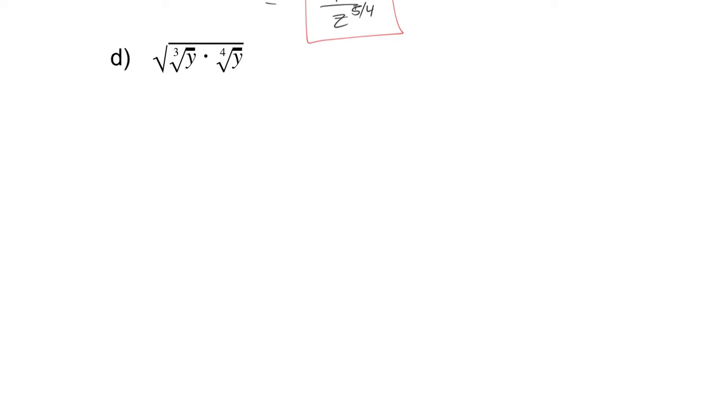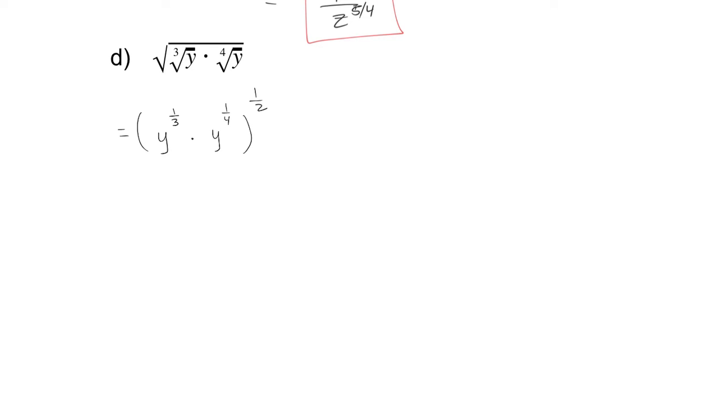Okay, I have a square root, so all of this is being taken to the 1/2. And then inside here I have y to the 1, or to the cube root. So I'm going to write that as y to the 1/3. And then I have the 4th root of y, which I'm going to rewrite as y to the 1/4.